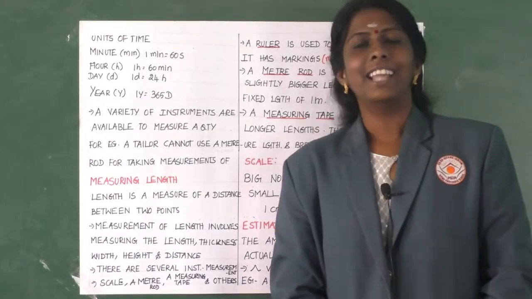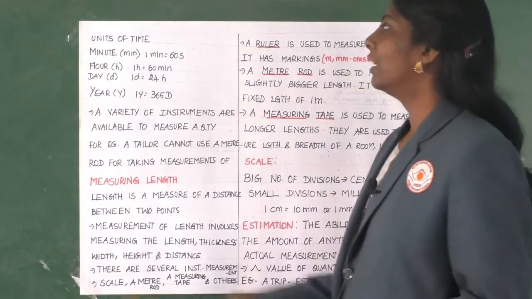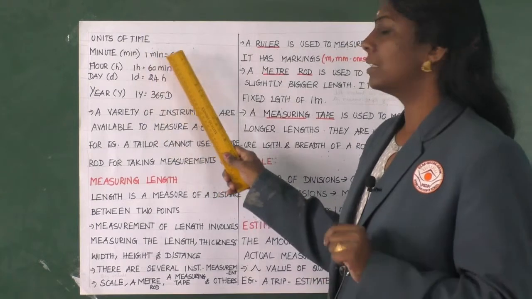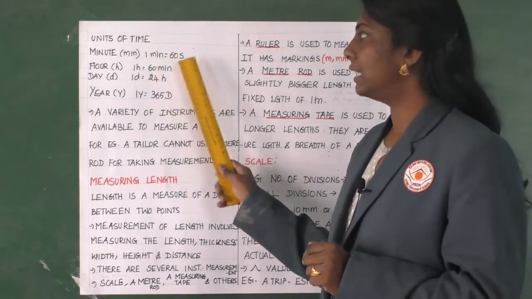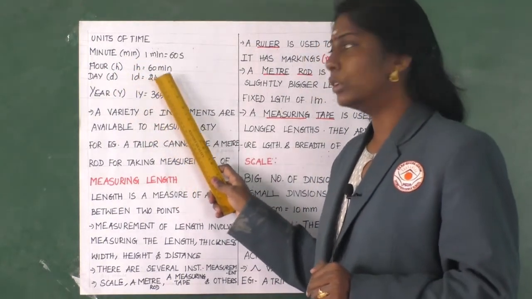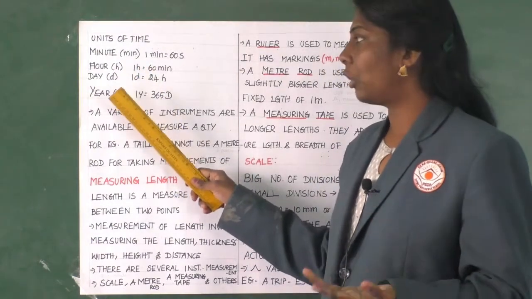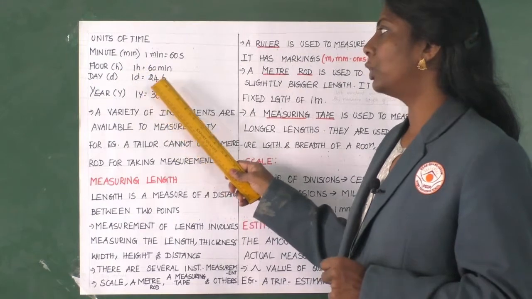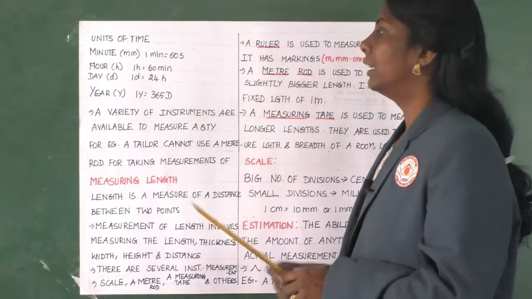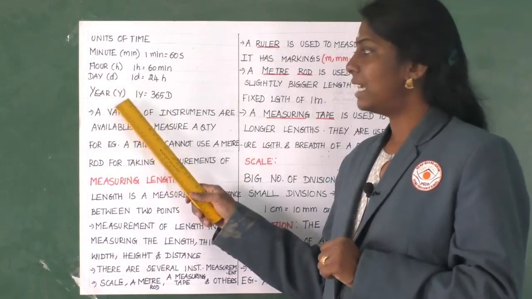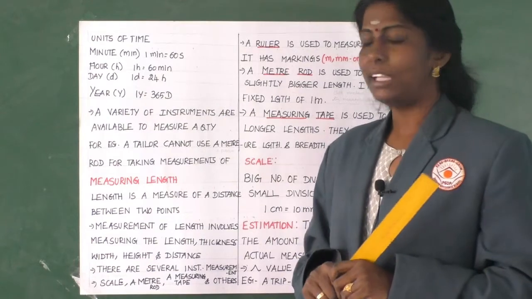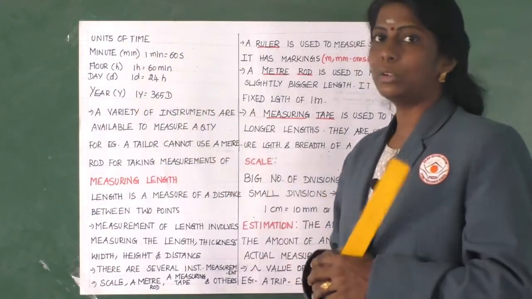Clear, children? Yes, children. Now let us learn about units of time. Minute, in short represented as min. So 1 minute is equal to 60 seconds. Then hour, in short represented by h. So 1 hour is equal to 60 minutes. Then day, in short represented by d. So 1 day is equal to 24 hours. Then year, in short represented as y. So 1 year is equal to 365 days. So these are different standard units of measurement.